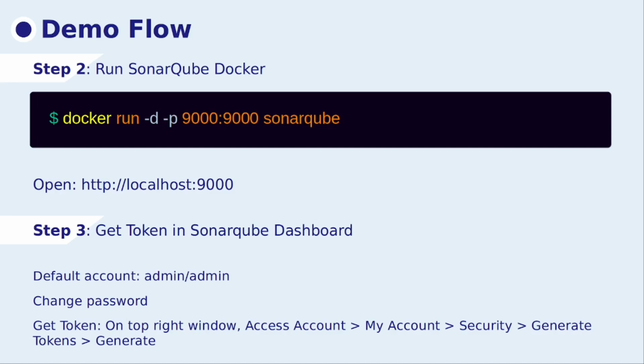Step 3. Generate access token. Before scanning your code, you need a token to authenticate with SonarQube. 1. Log in with the default account, username admin, password admin. 2. You will be asked to change the password. 3. Go to the top right corner, My Account. 4. Open the Security tab. 5. Click Generate Token. 6. Enter a name and click Generate. Copy the token. You will use it in the next step.